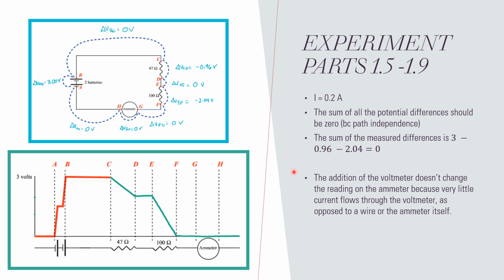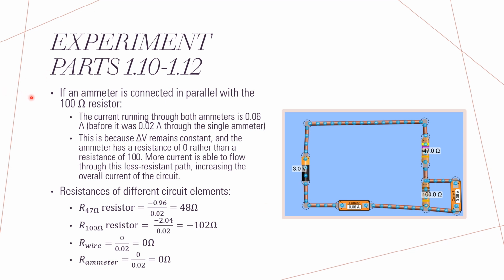The addition of the voltmeter doesn't change the reading on the ammeter, which stays at a constant 0.02 amps, because very little current flows through the voltmeter as opposed to a wire or the ammeter itself. If an ammeter is connected in parallel with a 100 ohm resistor, the current running through both ammeters is 0.06 amps as opposed to the initial 0.02 amps.